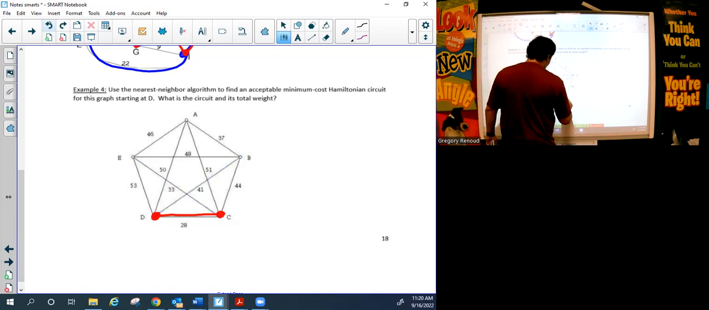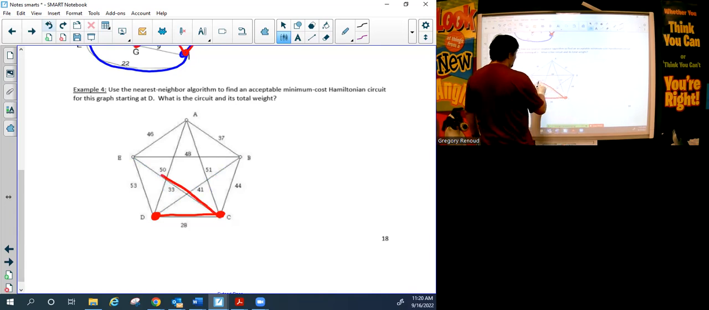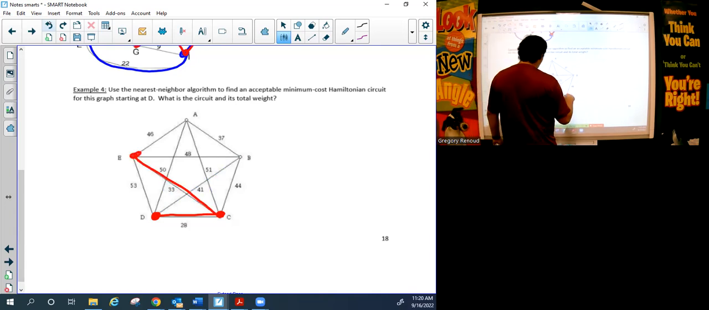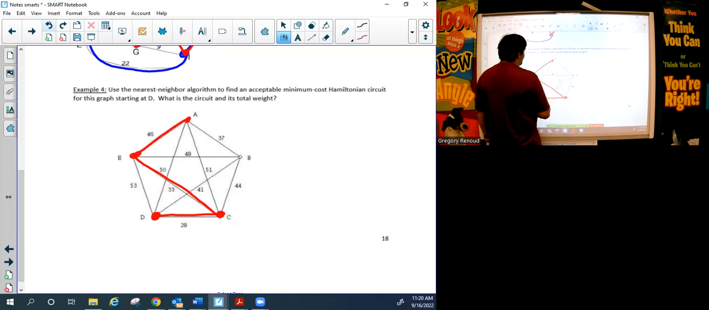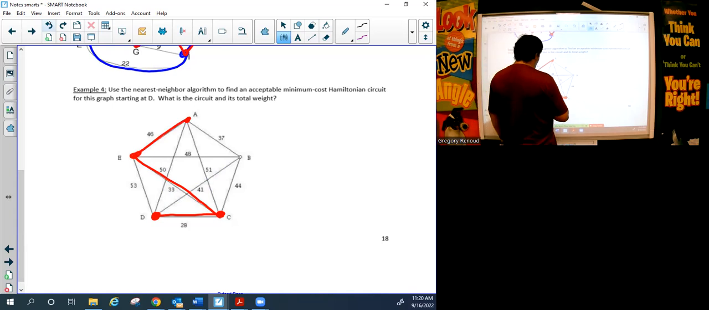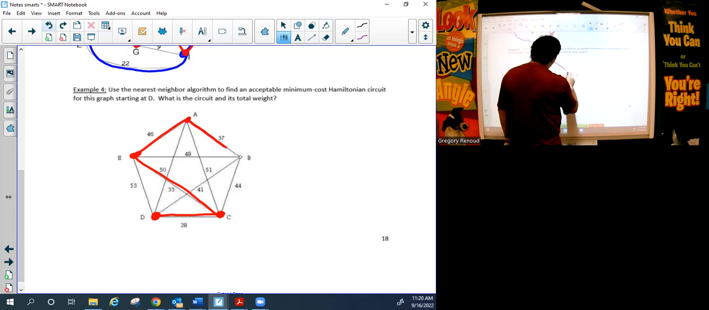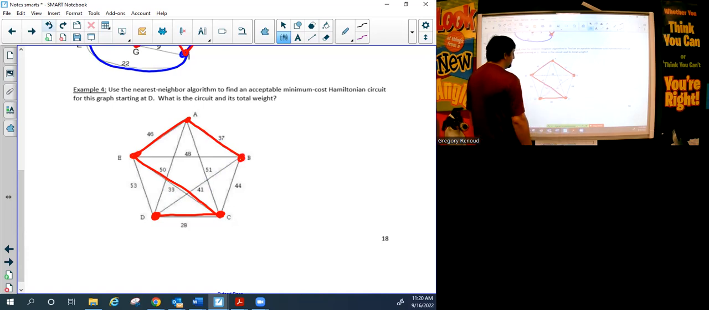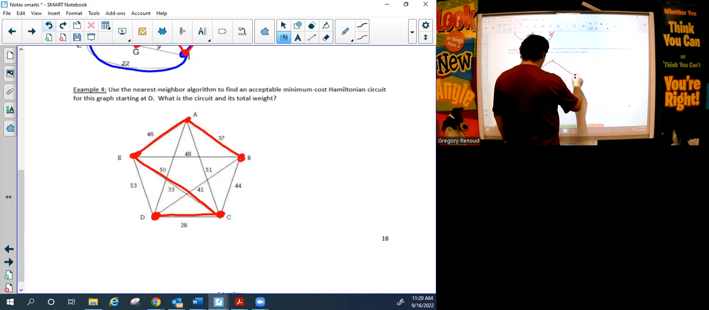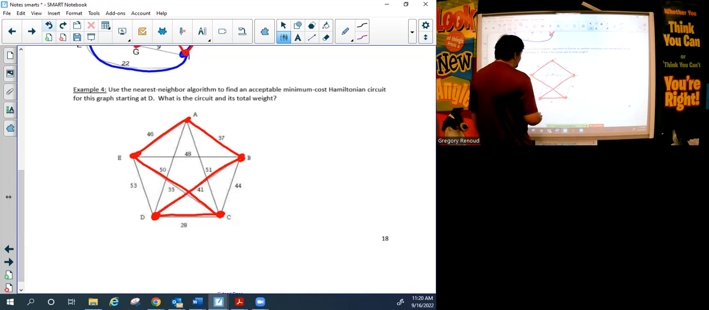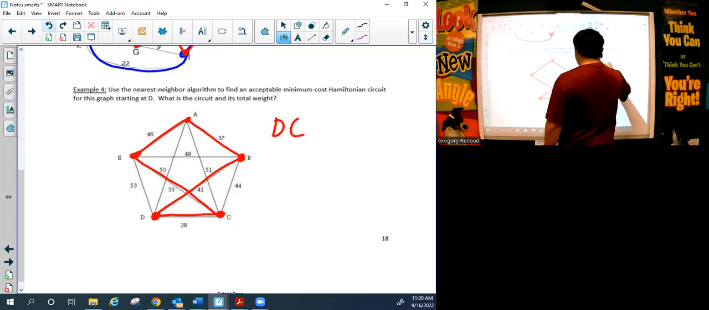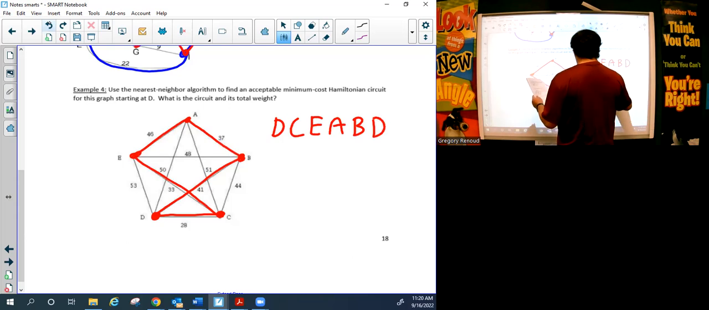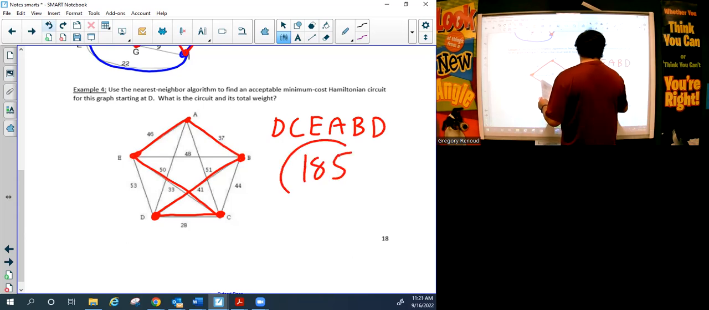So from C, 33 is a lot better than taking 51 or 44. From E, 46 is better than taking 48. From A, I pretty much have to go to B because if I went anywhere else, I would close the circuit too early. And from B, I have to go back to D because I've hit all my circuits. So that was D, C, E, A, B, and back to D. And if we added all of it up, it adds up to 185.